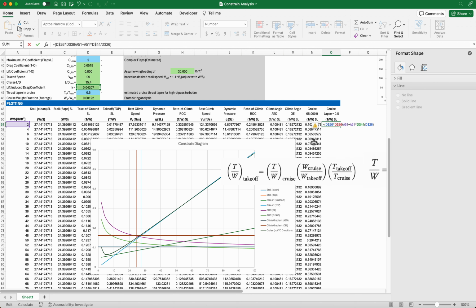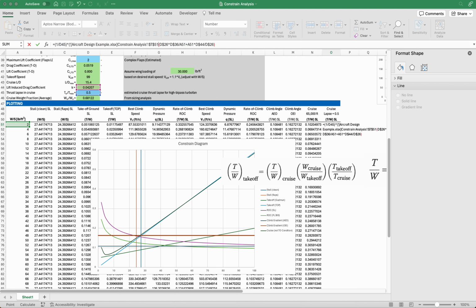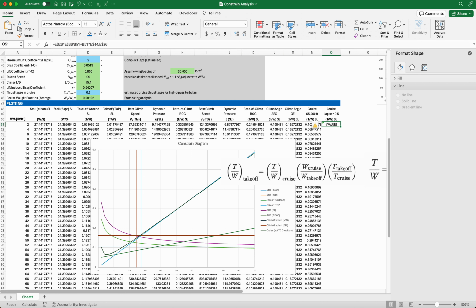And then I'm going to pre-multiply by these two things. So our lapse rate, 1 divided by our lapse rate, gives us the thrust during takeoff divided by our thrust during cruise. And then I'm going to multiply by our average cruise weight fraction. So our average cruise weight fraction would be the fraction at the beginning of cruise minus the fraction at the end of cruise divided by our gross weight. So it's just the average of these two weight fractions.